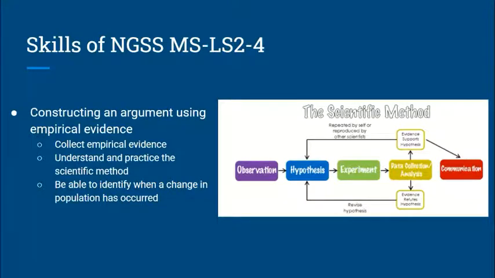So I would have students understand and practice the scientific method in order to fully incorporate all parts of this standard. I also would have students demonstrate that they are able to identify when a change in a population has occurred. So looking at data and saying, I notice that a change has occurred, and now I'm finding the cause of that change.